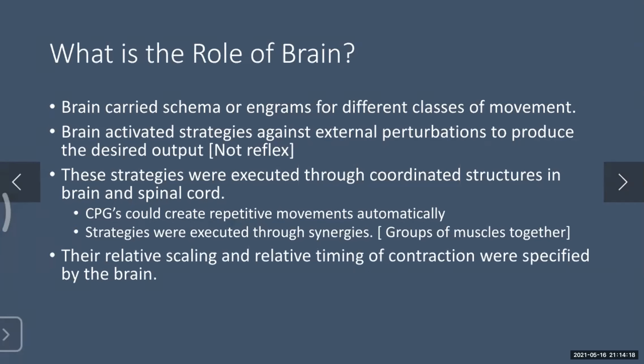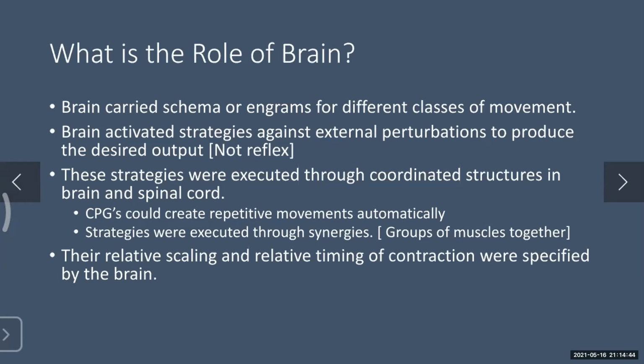Now, what was controlled in a synergy is the relative scaling and relative timing of contraction, which were specified by the brain. So that was the major function of the generalized motor program. So what is the relative scaling? If more force is coming, then you increase the amount of EMG activity. If less force is coming, you give EMG activity which is less. That's what we call relative scaling.